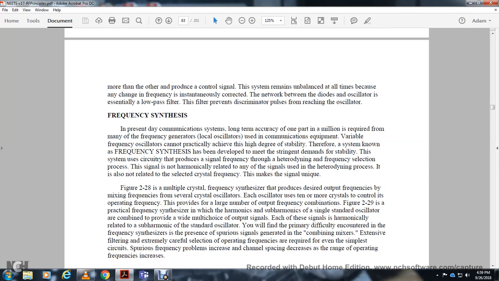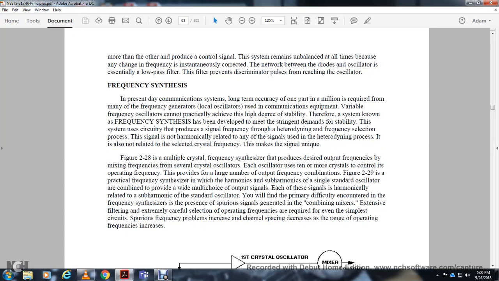Now frequency synthesis. In present-day communication systems, a long-term accuracy of one part in a million is required. With many of the frequencies generated by the local oscillator, the variable frequency oscillator commonly cannot practically achieve such a high degree of stability. Therefore, systems known as frequency synthesizers have been developed to meet the stringent demand for stability, using circuitry to produce the signal frequency through heterodyne frequency selection. Using the heterodyne property, the signal is not harmonically related to any of the signals, and is also not related to the selected crystal frequency. This makes the signal unique.